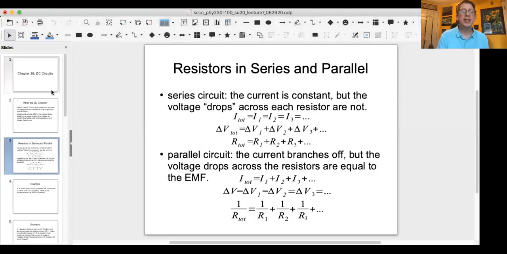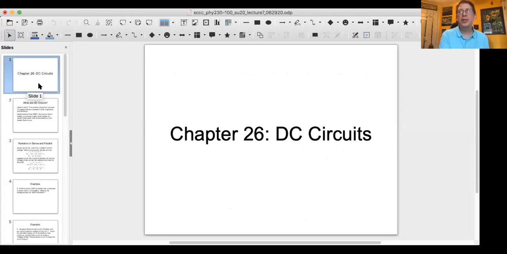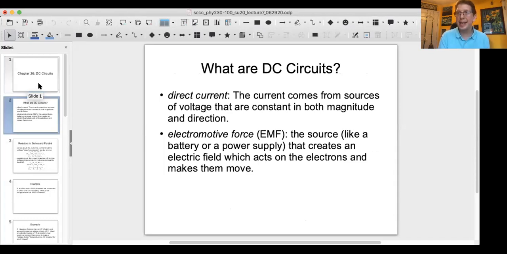Good day again. Today we are going to discuss DC circuits, which is chapter 26 from the Giancoli book. DC stands for direct current. What that's basically saying is that there's a voltage source that is steady. It's constant. The positive and negative terminals don't shift the way they do in an alternating current, but you have the current in one direction and it's constant.